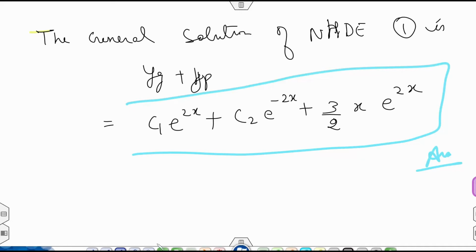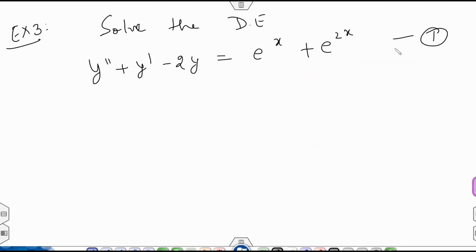Now we will do one more problem and then we will move on to other cases of Rx. So this is my differential equation and I need to find out the solution. Again, you can see that this is a non-homogeneous differential equation because here Rx is not equal to 0. So what is our first step? We will find out the corresponding homogeneous differential equation.